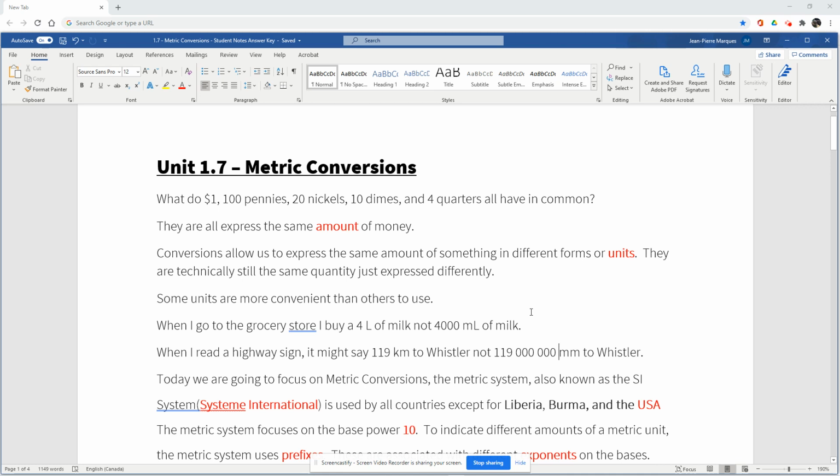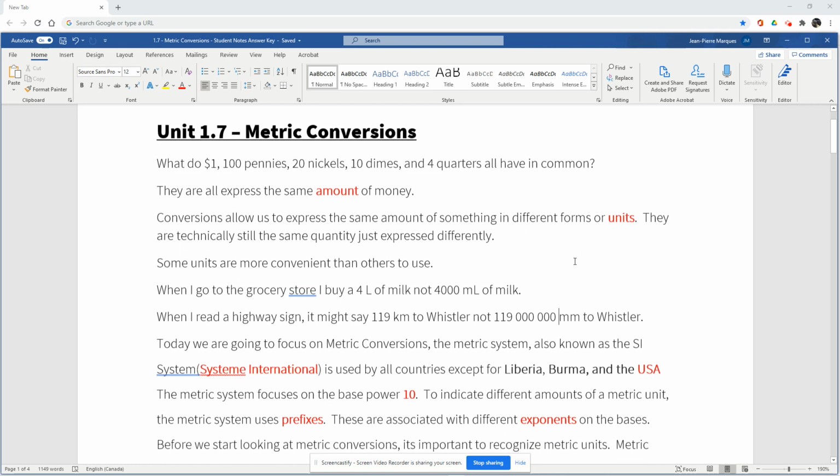So today we're going to focus solely on metric conversions. Now, you may have heard of the metric system before. You have grown up with it. The metric system is also known as the SI system. This is based off of the French who adopted it first, known as the Système International. And this system is used by every country on Earth except for 3. Those 3 are Liberia, Burma, and the USA. Okay? Every other country uses the metric system.